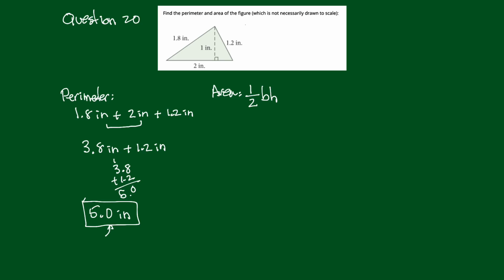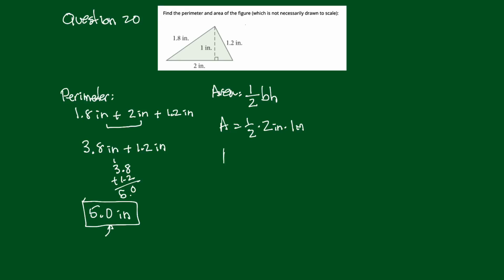So what I'm going to have is the base times the height. So this is going to be, area equals 1/2 the base. Now the base is 2 inches times the height. Now the height, that's the distance from the base to the opposite vertex right here, and that's 1. So that's a 1 inch.